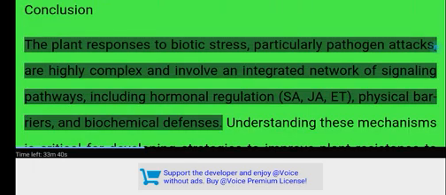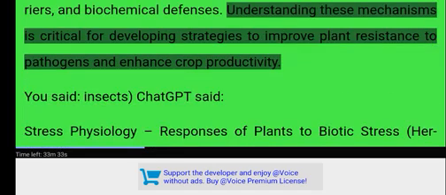Conclusion. The plant responses to biotic stress, particularly pathogen attacks, are highly complex and involve an integrated network of signaling pathways, including hormonal regulation (SA, JA, ET), physical barriers, and biochemical defenses. Understanding these mechanisms is critical for developing strategies to improve plant resistance to pathogens and enhance crop productivity.